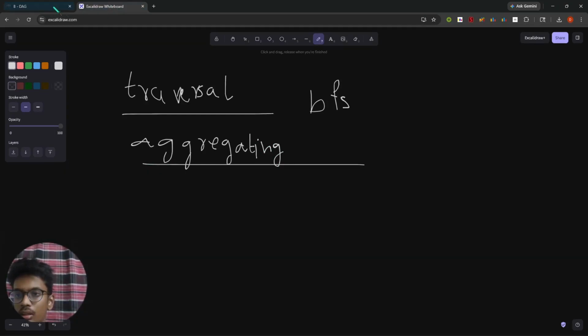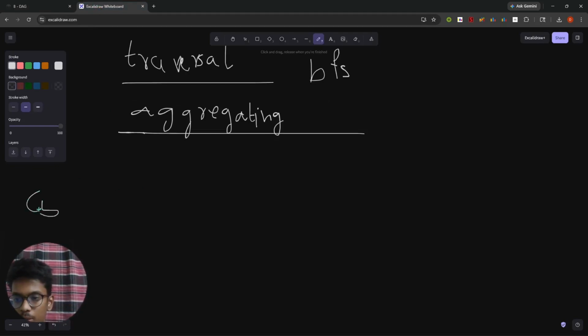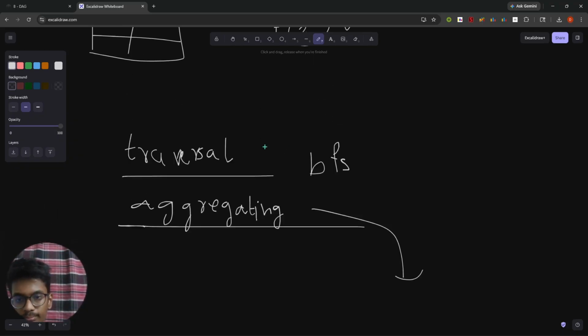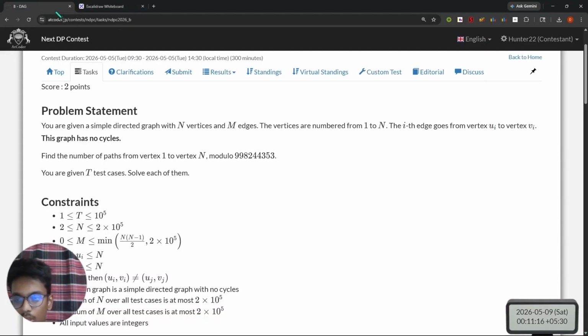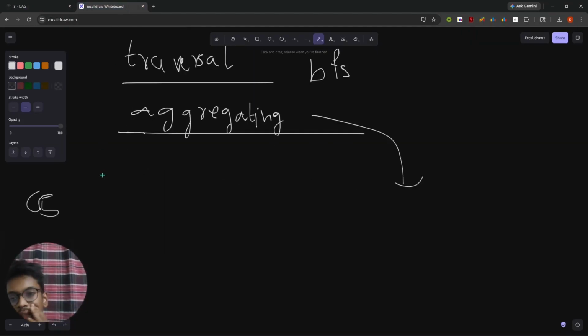Okay, you might be wondering, how do you actually come up with these kinds of mindsets? When solving some problems, you're saying it's a complete search problem. Here you're saying it's an aggregating related problem. So how do you figure this out, how do you go in the right direction?